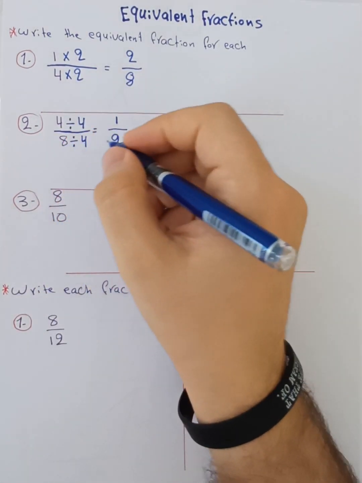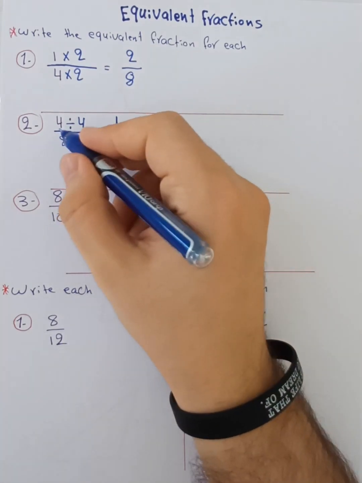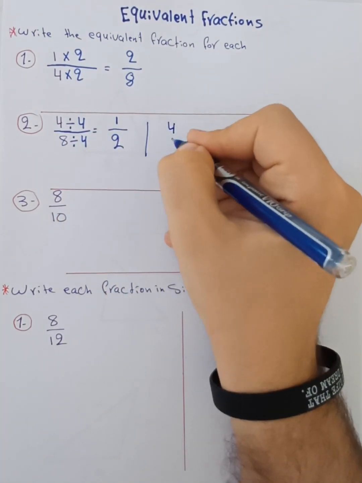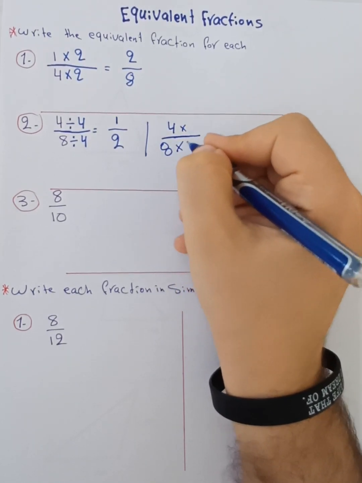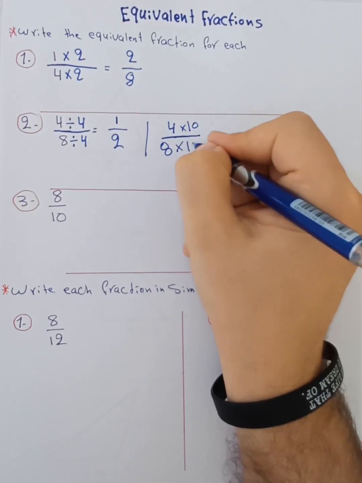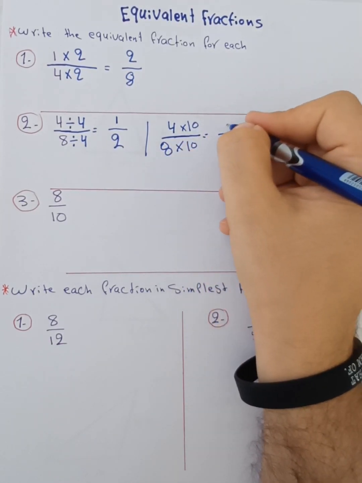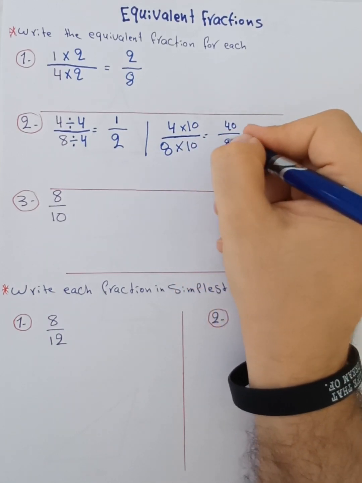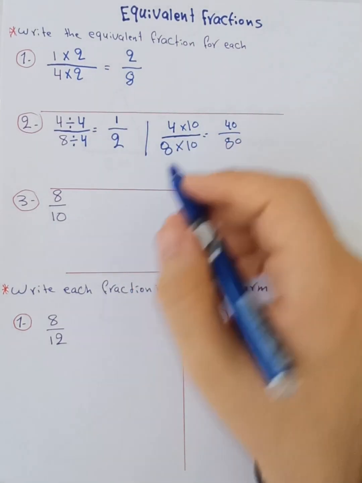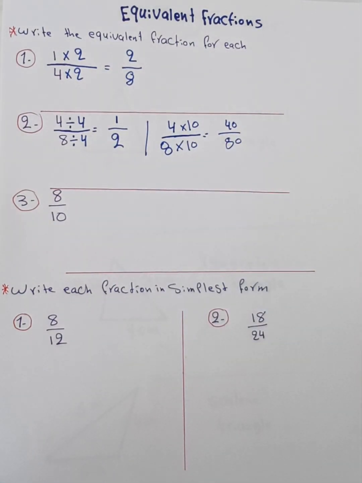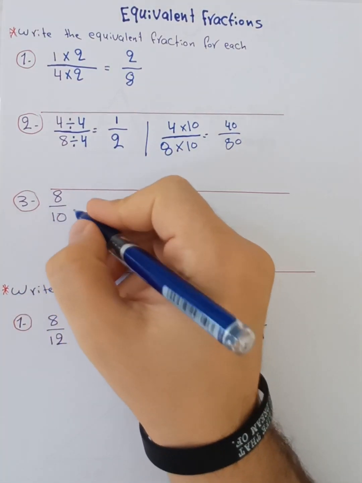And also we can write the equivalent fraction for 4 out of 8 by using multiplication. So we can multiply both numerator and denominator by 10. For example, 4 times 10 is 40, 8 times 10 is 80. So 40 out of 80, and 1 out of 2, are equivalent fractions for 4 out of 8.